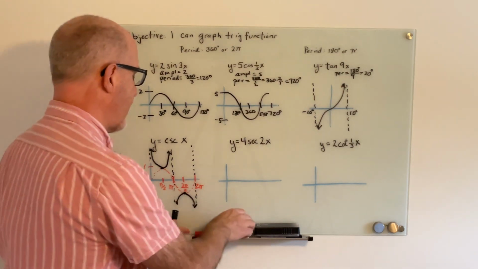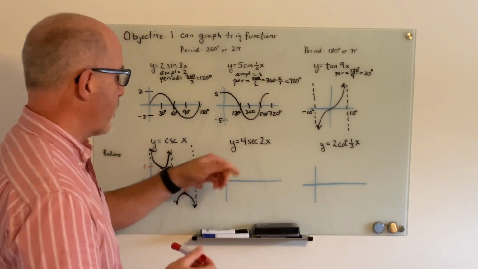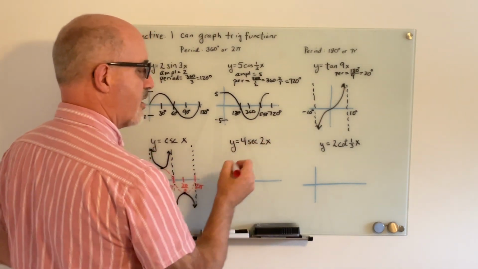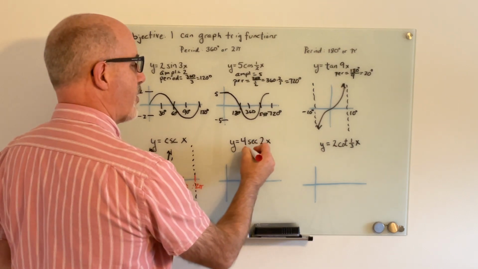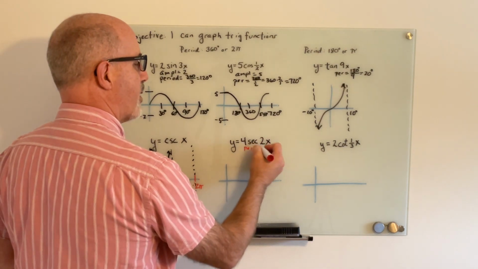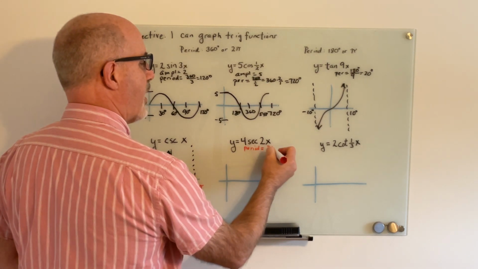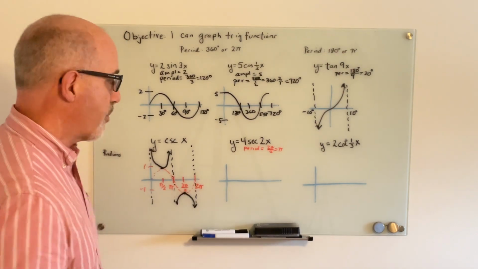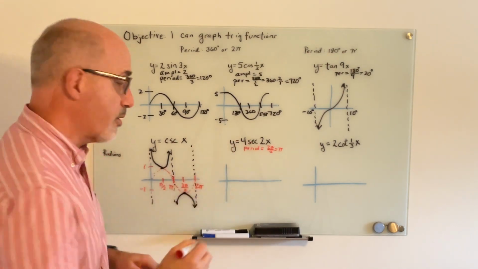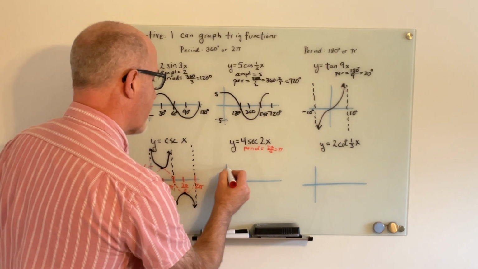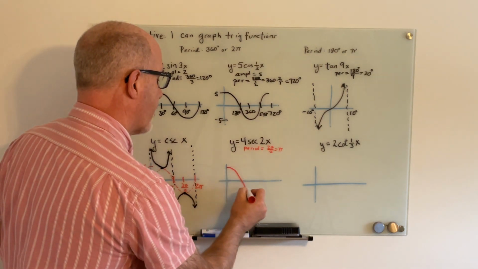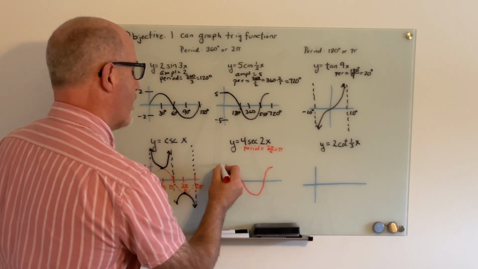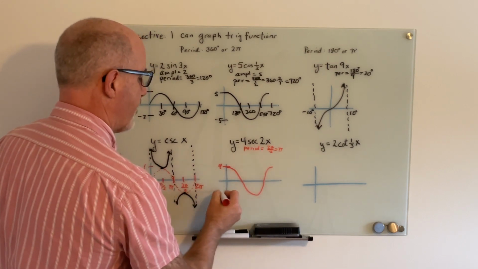All right, now let's do the same sort of thing with this one. Now, this one has a different amplitude, so the amplitude here of 4 is important. Also has a different period, so I'm going to say what the period is. The period's going to be 2 pi over 2, which gives me just pi for a period. Now I'm going to draw the reciprocal graph, so the cosine graph. Cosine graph will look like this. And it goes up to a 4 and down to a -4.